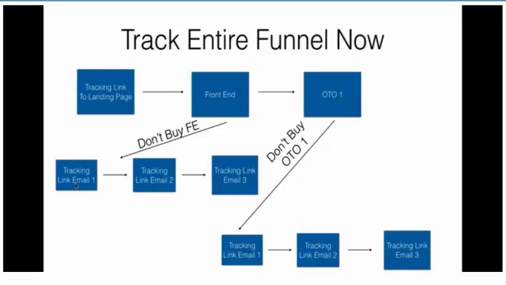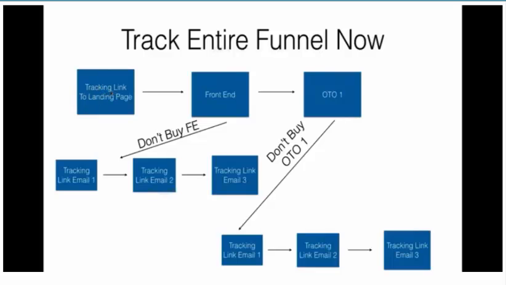So you'll be able to see, okay, my front end email 1 converted at XYZ, my front end email 2 converted at XYZ, and so on. You'll be able to see my OTO 1 email 1 converted at XYZ, my OTO 1 email 2 converted at XYZ. You'll be able to see what your actual conversions are for your entire funnel.